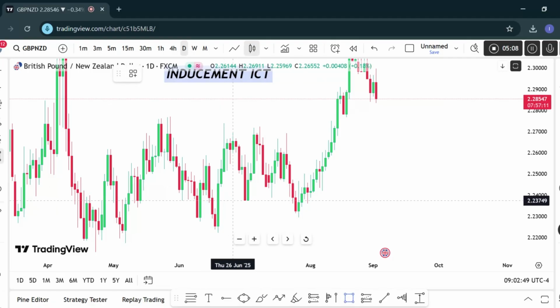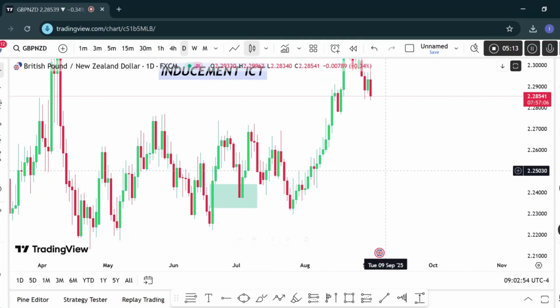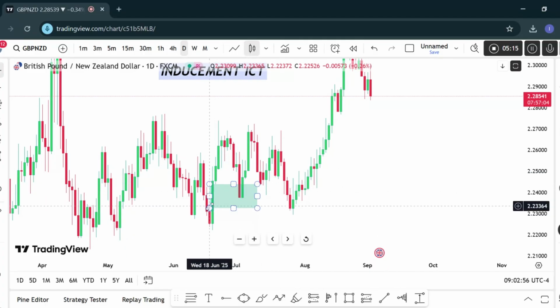Anyway, this is not our point, but here in the chart, this is GBP NZD, and we are going to see here that fair value gap. Look, this is our rule confirmed there.